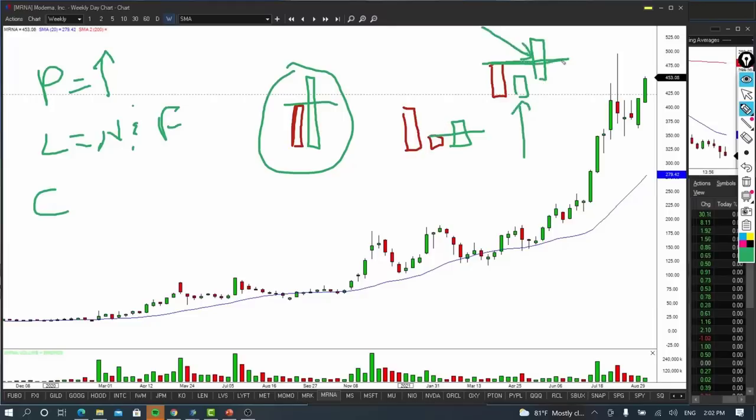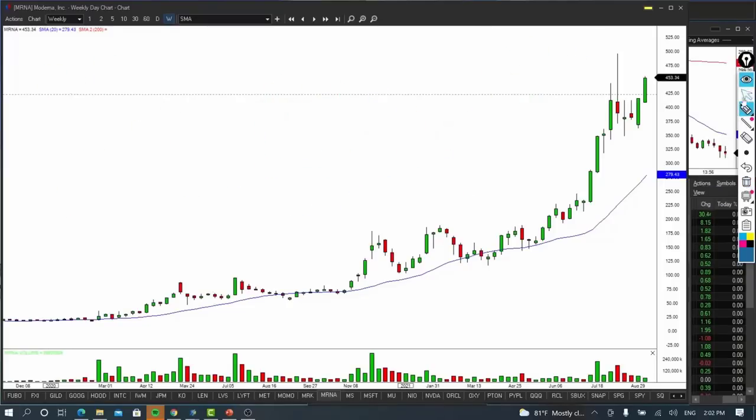So whenever the change happens near a moving average: color change near. Position, stock spending most of its life above. Location, near. Color change in. I hope you've got this. Near, color change in.